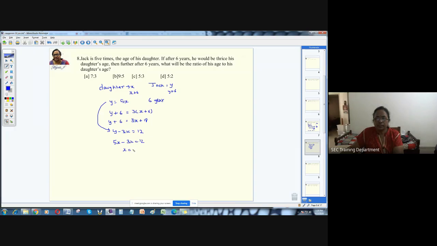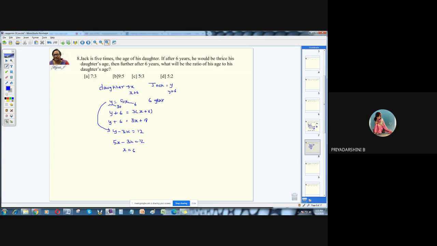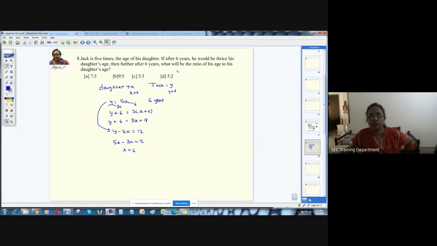So when x is 6, what is father's age? Then father will be 30. What is the question asked? What will be the ratio of his age to his daughter's age? That's all. They didn't ask anything after that.